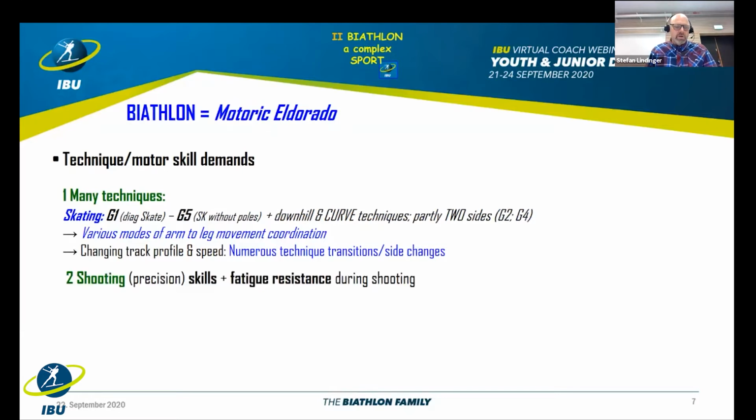For example, in V1 or V2 skating, V2 alternate skating. We have the shooting aspect. Gerald will talk about this tomorrow. I don't go into that at all, but of course it's also a very technical skill, and it's all about fatigue resistance during shooting, to be concentrated and focused.